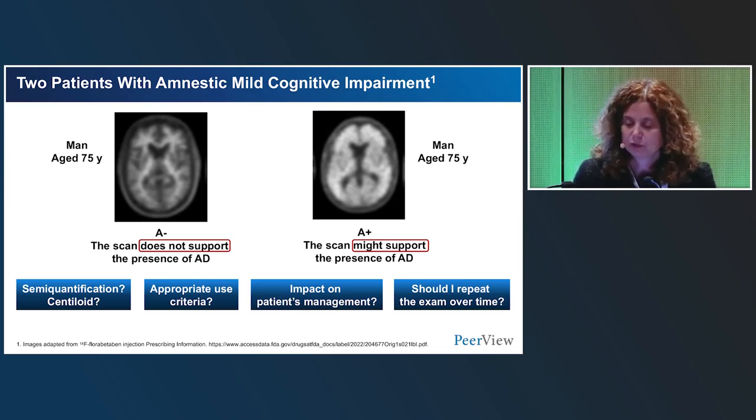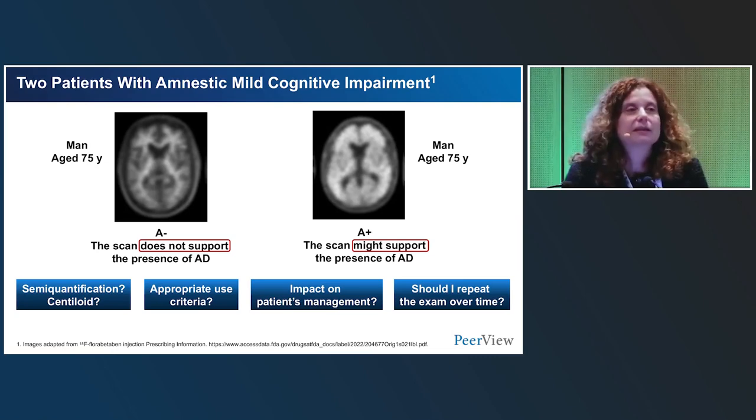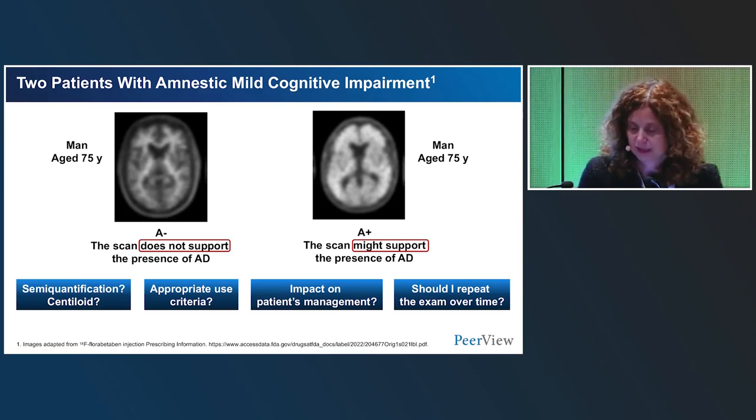without brain amyloidosis. On the other side, despite the revised ATN criteria, despite all the unsolved issues that Alex has discussed with us, if we really want to link the present symptomatology and the presence of brain amyloidosis, we might be more cautious in the wording. So this scan might support the presence of Alzheimer's disease.